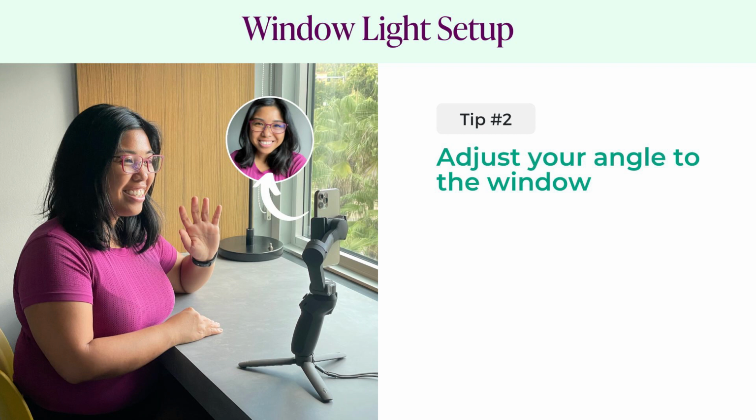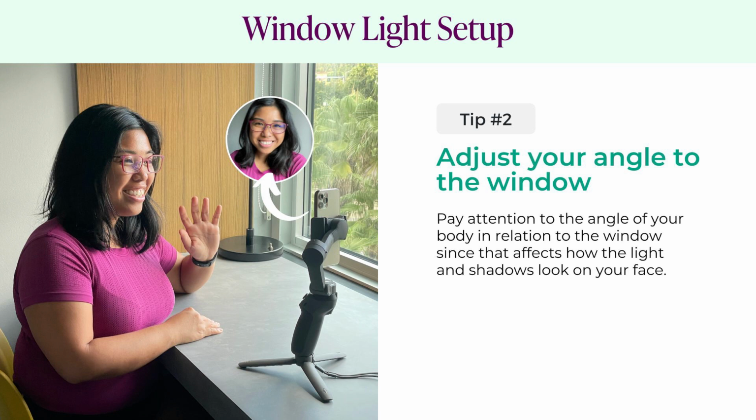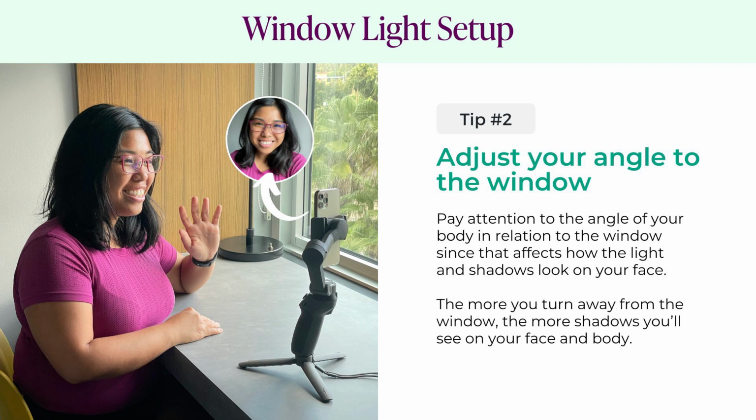My second tip for the window light setup is to adjust your angle to the window. When you first position yourself and your camera close to the window, pay attention to the angle of your body in relation to that window because that's going to affect how the light and shadows are going to look on your face and on your body. And a rule of thumb is the more you turn away from the window, the more shadows you're going to see. Shadows aren't a bad thing.